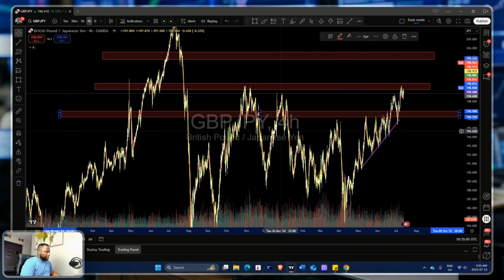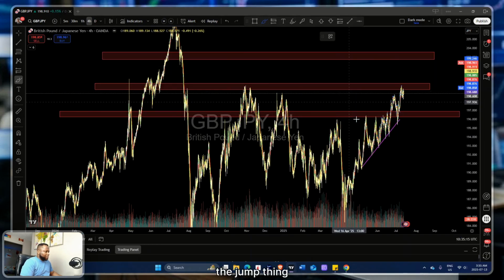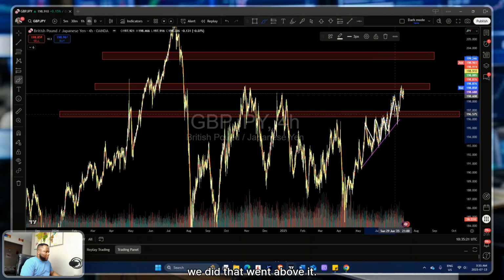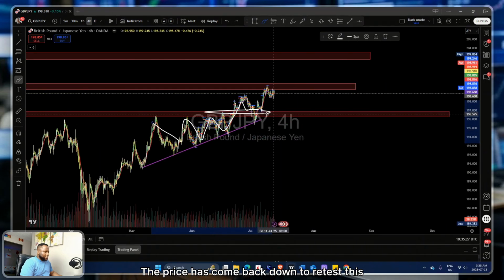If you look here, 196.60, we have this resistance now that can turn to support. So price was doing the jump thing from here, 4 hours. See, we did that, went above it. So I'm guessing we already tried this part here. The price has come back down to retest this resistance, right? Support, resistance, support. So we have that there.